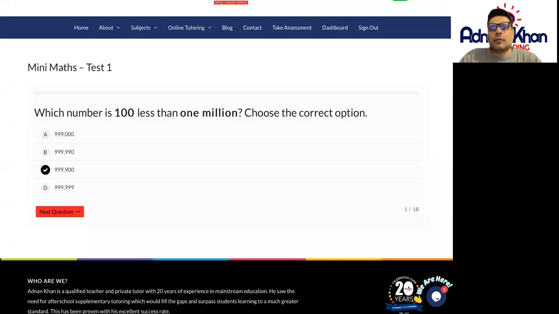Hello and welcome to this mini maths test. So there are 18 questions altogether, and every single question is very different from each other. Let's have a look at the first question.